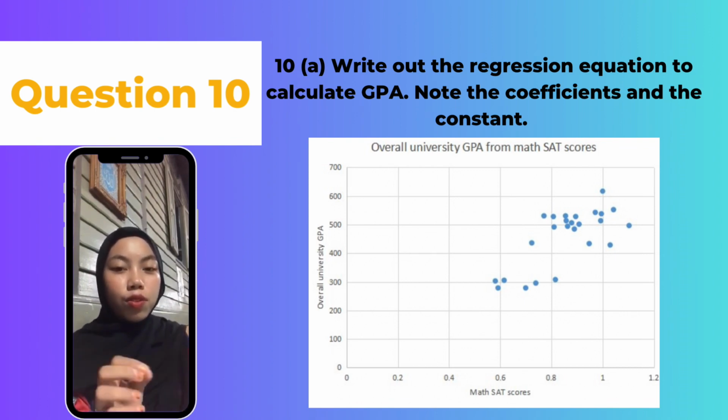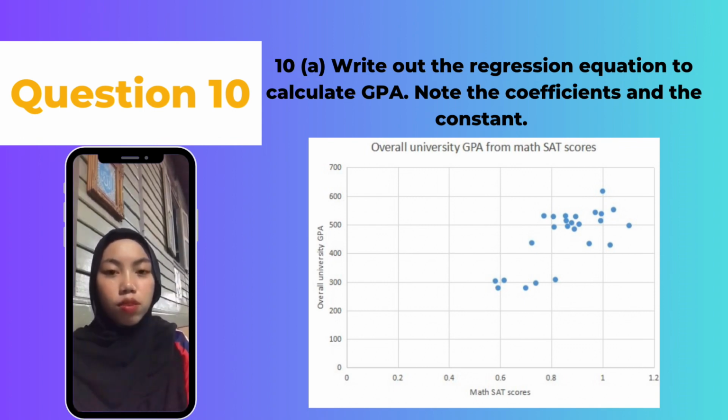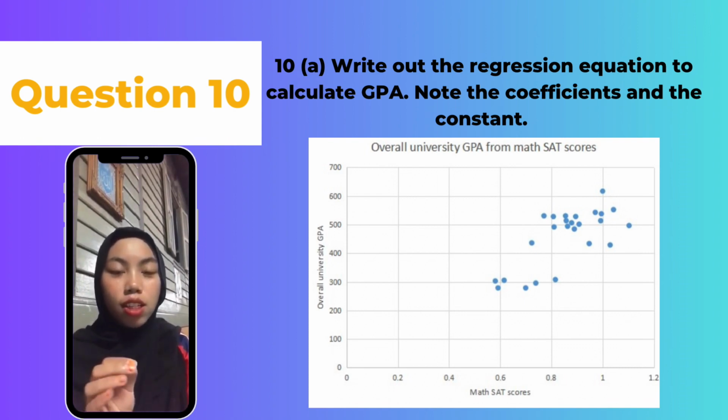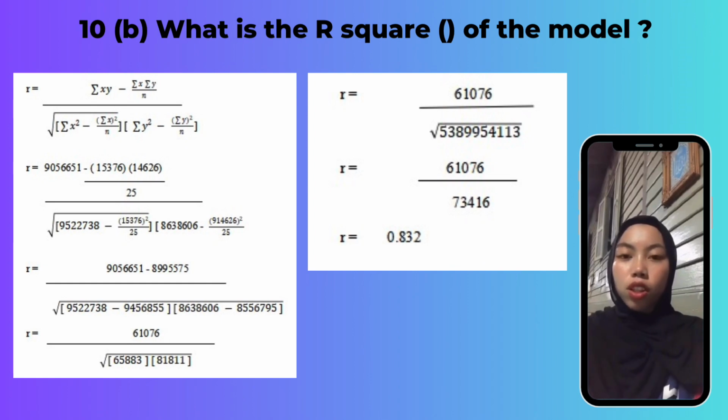We need to find the mean for each column, and then we will just fill in the blanks, fill the plot, and then it's done. And we will find the result in this graph. Okay, next for 10B, what is the R square, R equal to of the model?